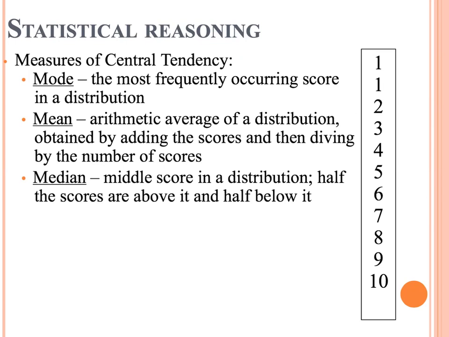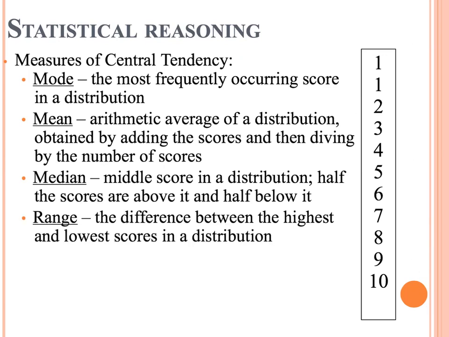The median is the middle score in a distribution. All right, it's half the scores are above it and half are below it. So if you look here, the median is 5 because half of the numbers are above 5 and half of the numbers are below. So the median would be 5.